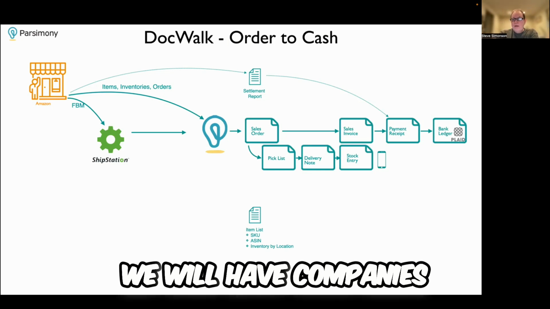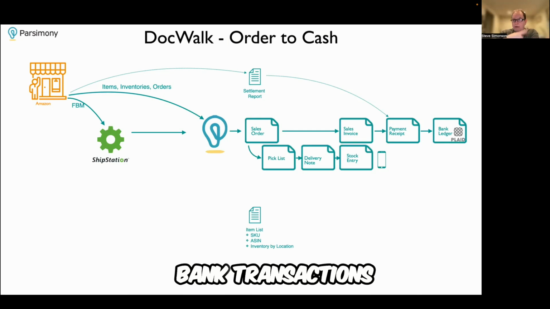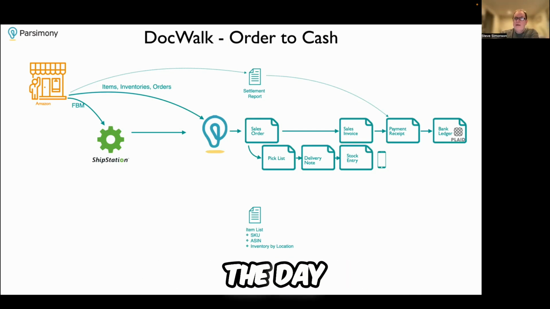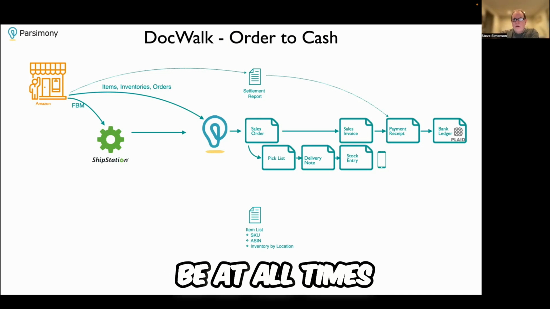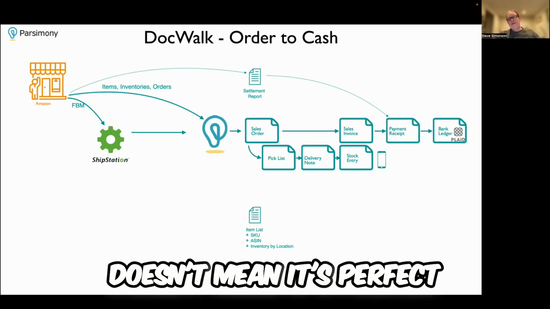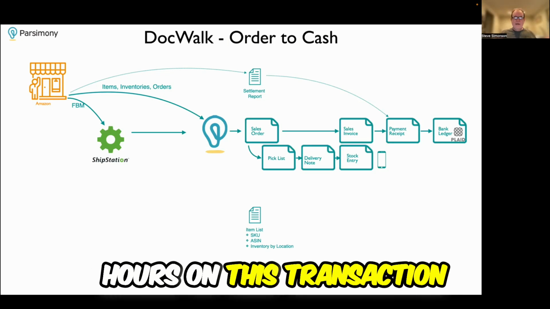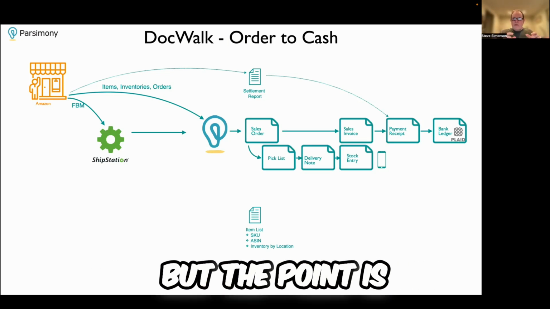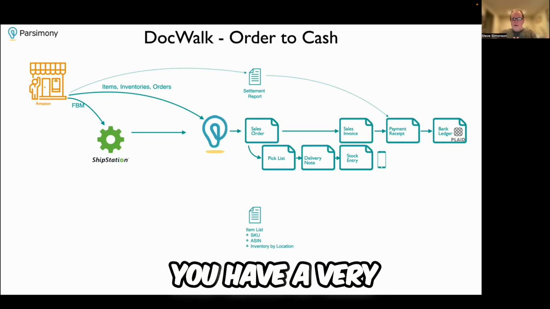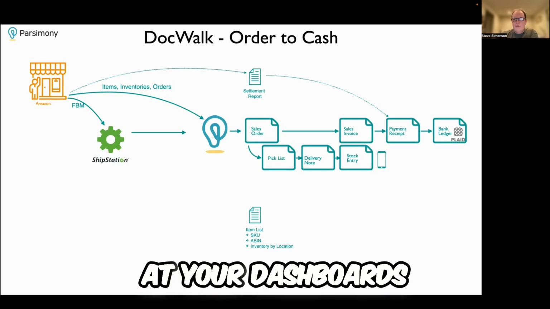In some cases, we will have companies with high transactions that we're pulling in daily bank transactions. So we settle to the day so that when we look at our dashboards, it's as up to date as it can be at all times, right? Doesn't mean it's perfect at all times because there are some delays, even if it's 24 hours on this transaction or that type, this wire or that thing. But the point is, in general, you have a very comprehensive view of your system when you look at your dashboards.